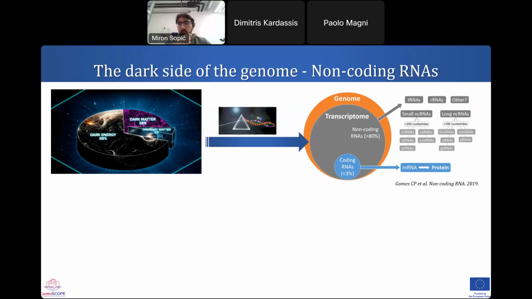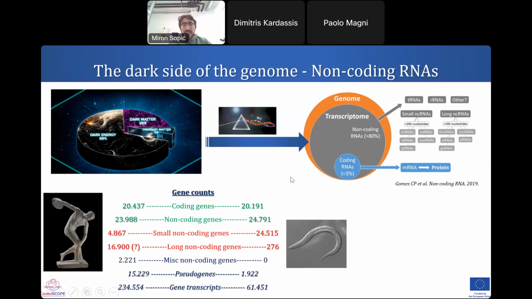And within small non-coding RNAs, again, we have microRNAs, piRNAs, snRNAs, snoRNAs, and within long non-coding RNAs, we have lncRNAs and circRNAs and other types of non-coding RNAs. Just to emphasize the meaning of these non-coding genes and how they are actually related to the complexity of the organism.